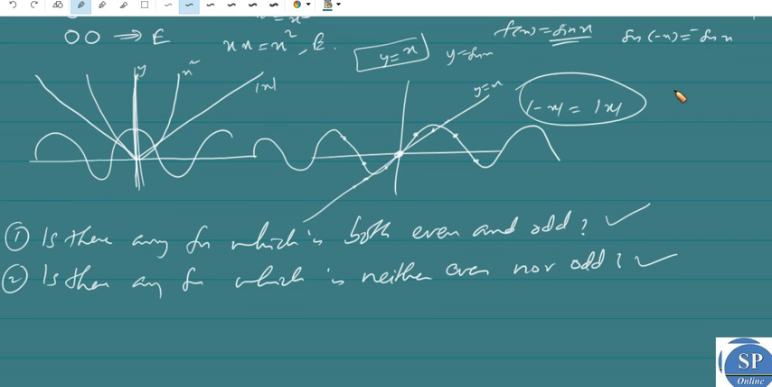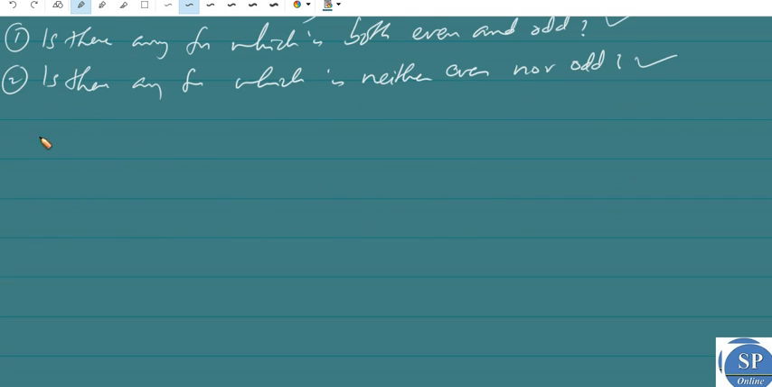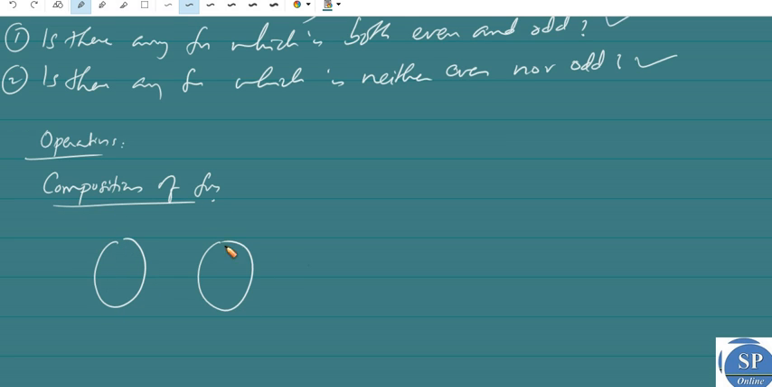Okay. Now you already know the operations of functions, which are addition, multiplication of two functions, division of two functions, and also scalar multiplication of a function, right? Now we have another operation, composition of functions. Let X, Y, and Z be three non-empty sets. This is X, this is Y, and this is Z.